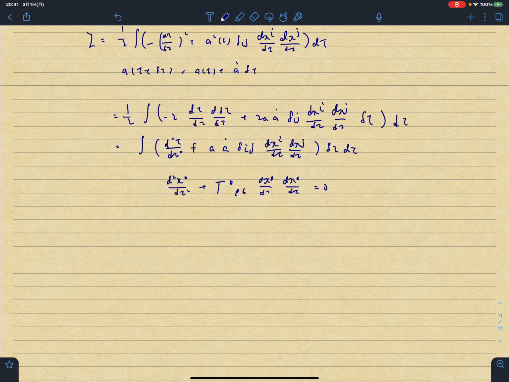So comparison of the equations implies Gamma^0_{00} equals 0. Really? I think so. Gamma^0_{0i} equals Gamma^0_{i0}, and 0i is 0. Gamma^0_{ij} equals a a-dot delta_ij.